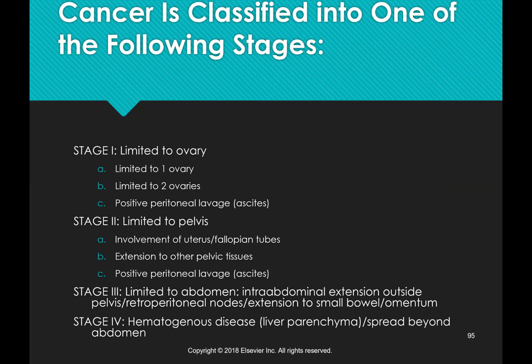So these are the stages. Stage 1 is limited to the ovary. Stage 2 is limited to the pelvis. Stage 3 is limited to the abdomen, intra-abdominal extension outside the pelvis. And stage 4 is hematogenous disease, liver parenchyma, spread beyond the abdomen.